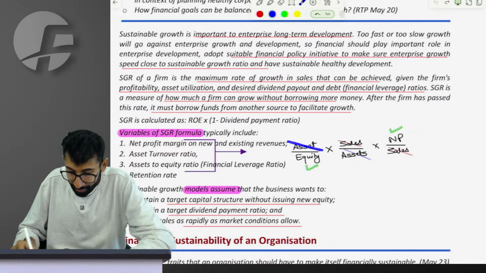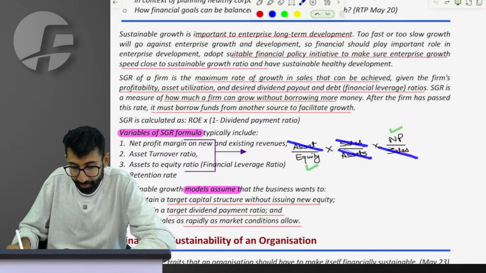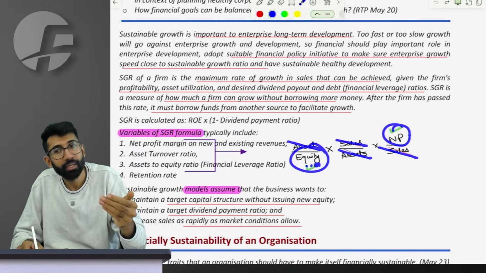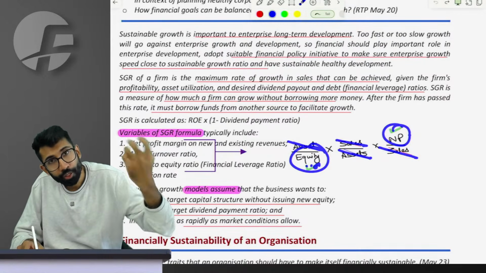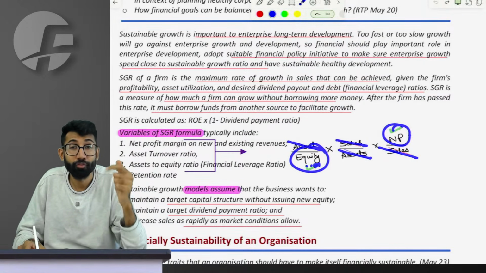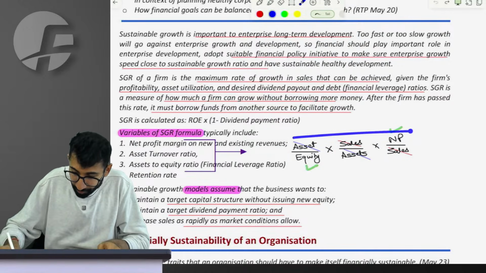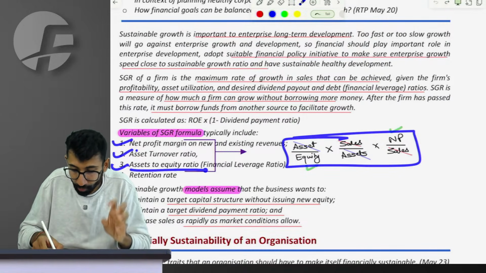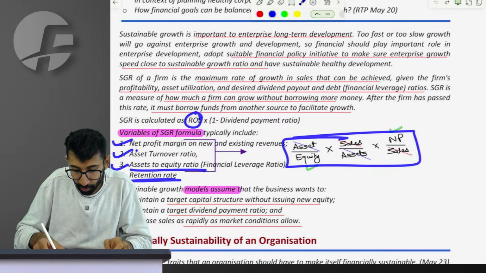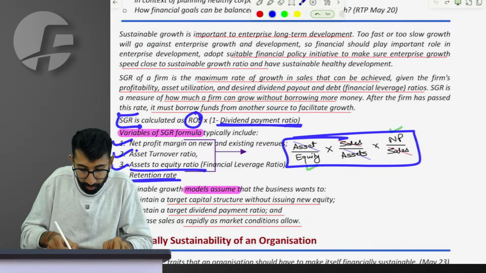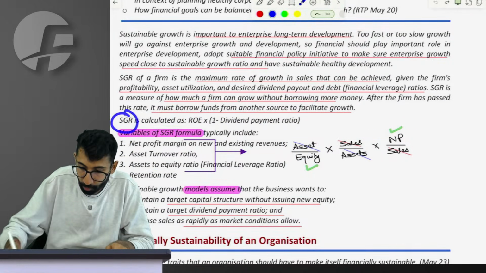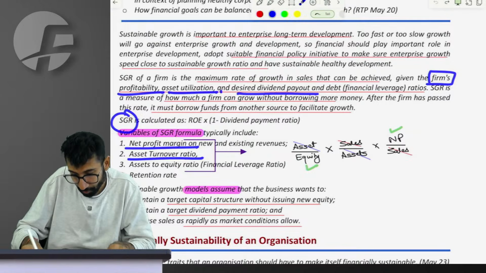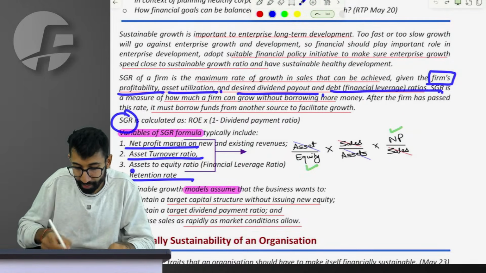Sir, how come? Asset to asset gets cancelled, sales to sales gets cancelled, and you are left with net profit divided by equity, which is the formula for ROE. In the denominator comes what you invest, in the numerator comes what you receive in the form of return from that investment. So when you multiply net profit margin, asset turnover ratio and asset to equity ratio, you get ROE. And ROE multiplied by the retention ratio, which is 1 minus dividend payout ratio, gives you the sustainable growth rate. In the formula of sustainable growth rate, the firm's profitability means net profit margin, asset utilization means asset turnover ratio, dividend payout ratio is the retention rate, and debt ratio is the asset to equity ratio.